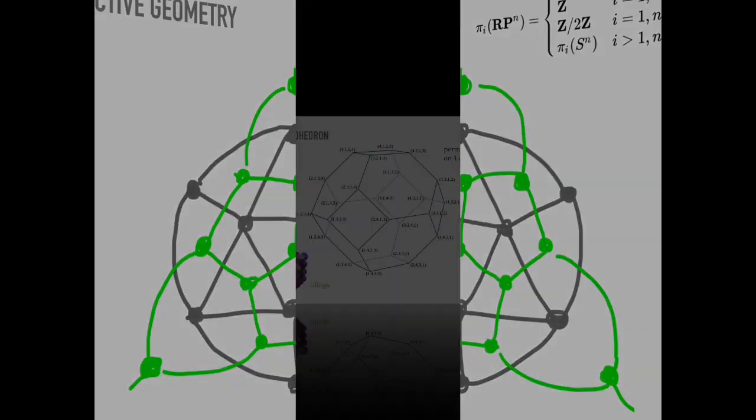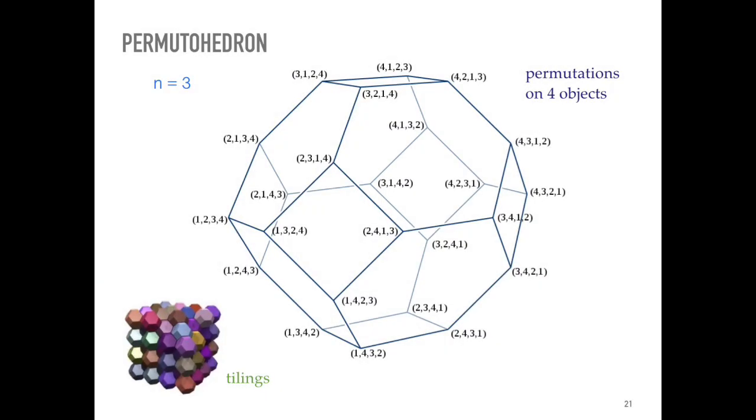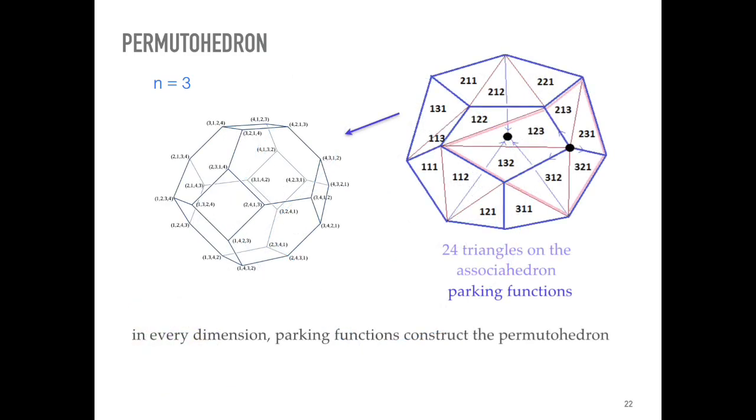Now let's look at another important polytope sequence. This is the permutahedra sequence, where the vertices are permutations on however many objects we have. Here in dimension 3, I need 4 objects to draw 24 vertices, which are the 24 elements of the permutation group on 4 objects. On the bottom left, we see that these polytopes tile 3 dimensions, and that works in every dimension. These polytopes are closely related to the associahedra.